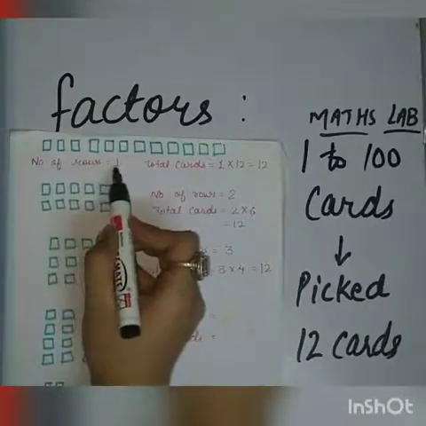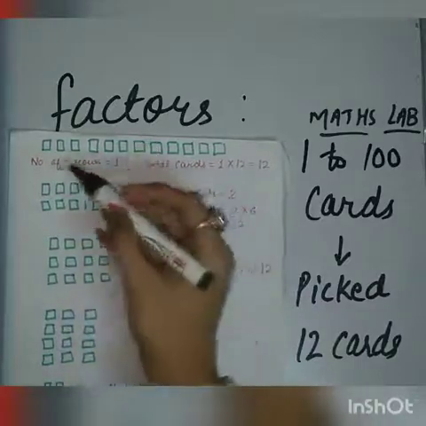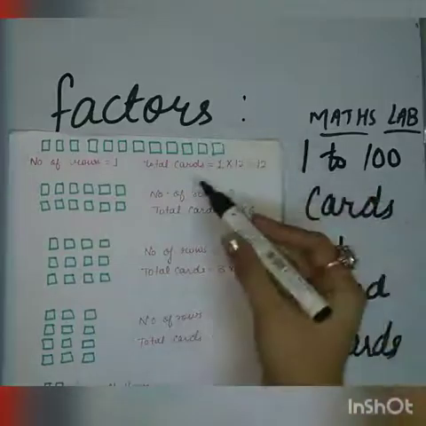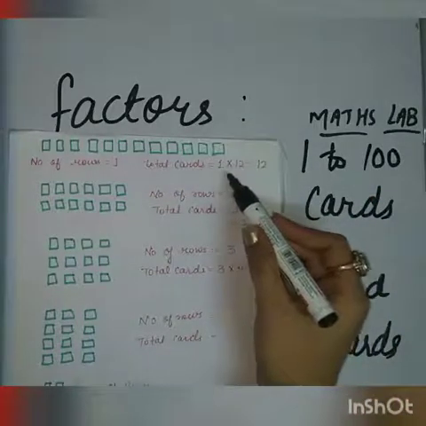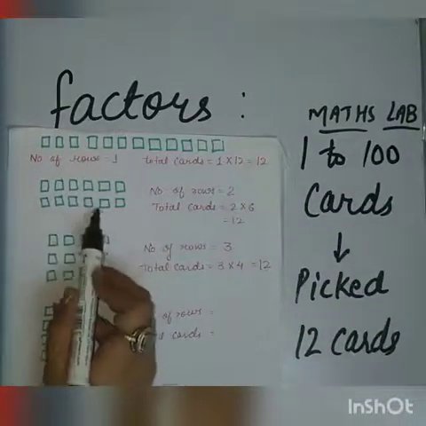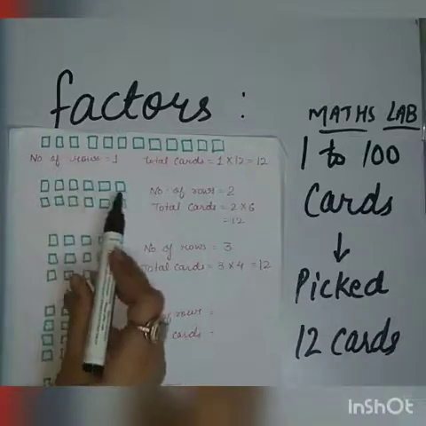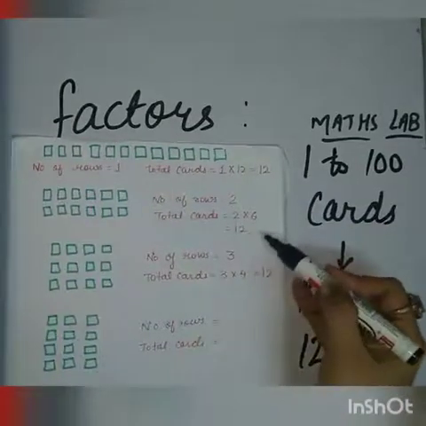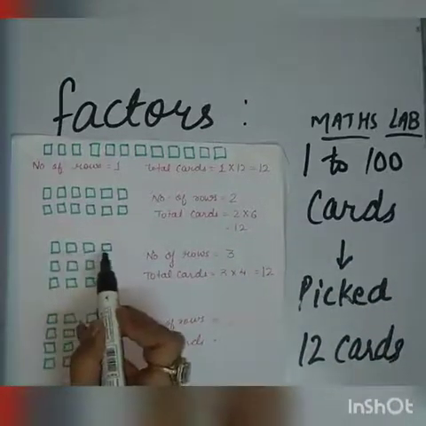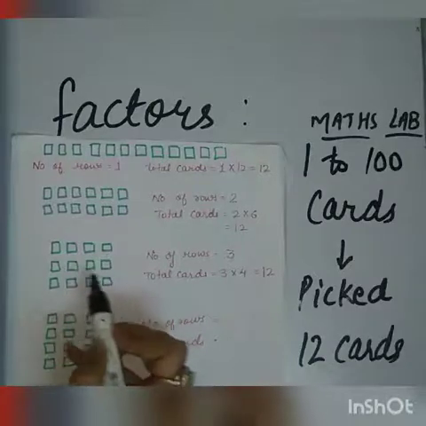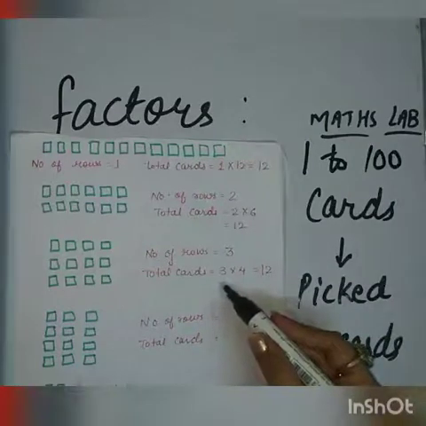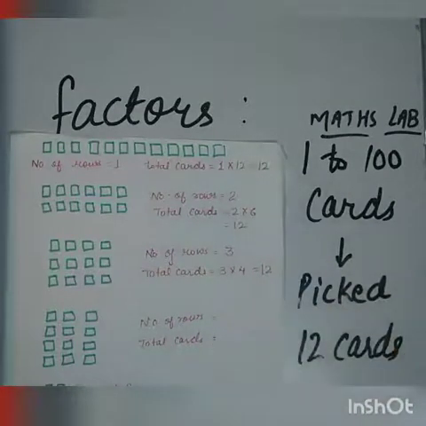If the number of rows is equal to 1 and there are 12 cards in a single row, so the total number of cards is 1 multiplied by 12 is equal to 12. If the number of rows is 2 and in each row there are 6 cards, then the total number of cards is 2 multiplied by 6 is equal to 12. If the number of cards in a row is 4 and the number of rows is 3, then the total number of cards is 3 multiplied by 4 is equal to 12.